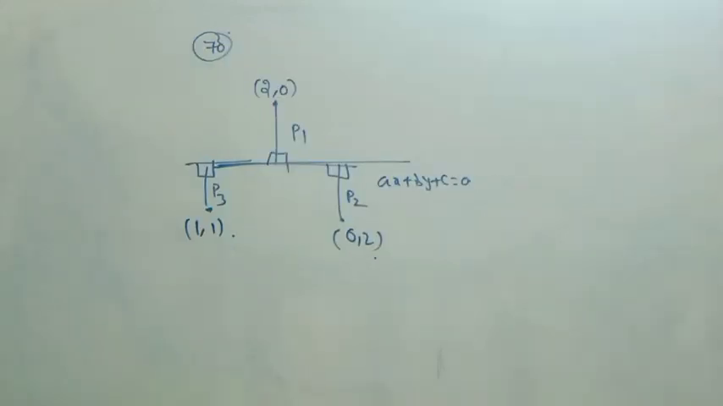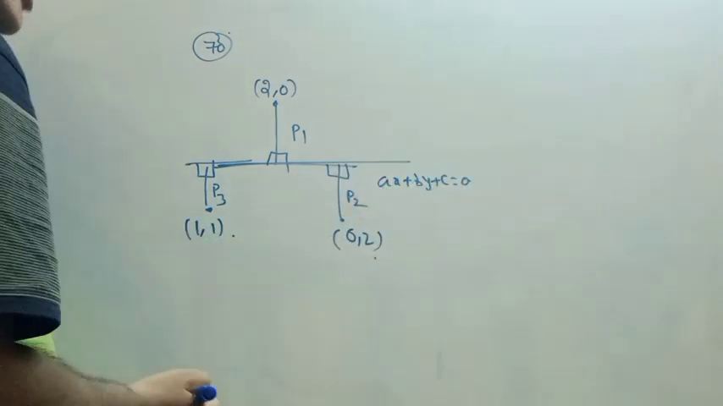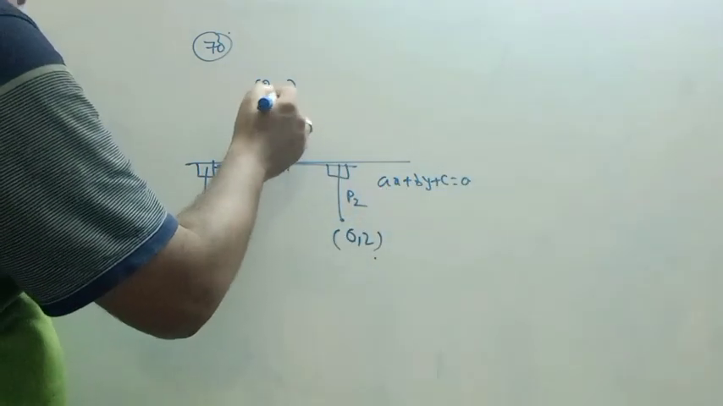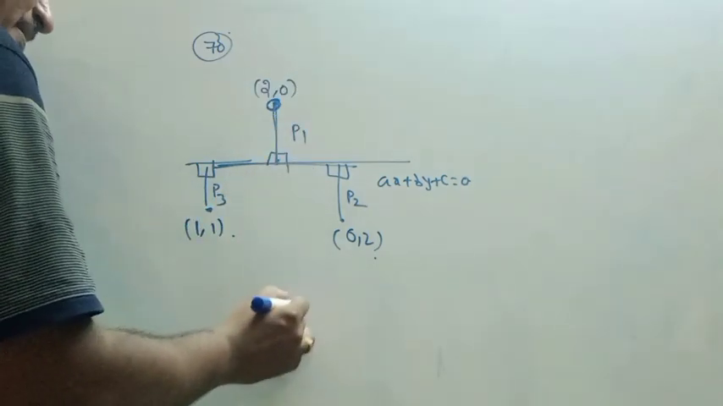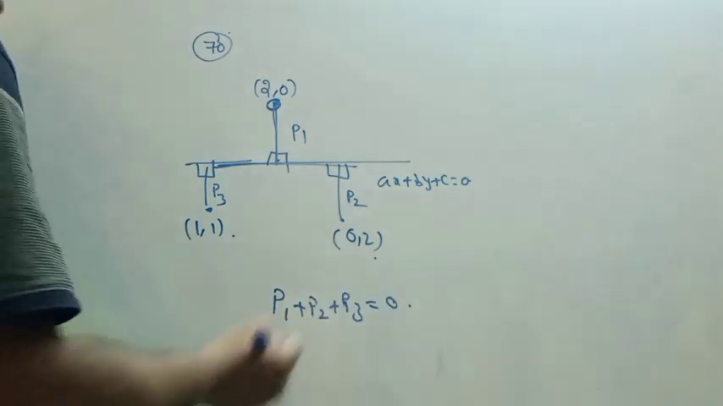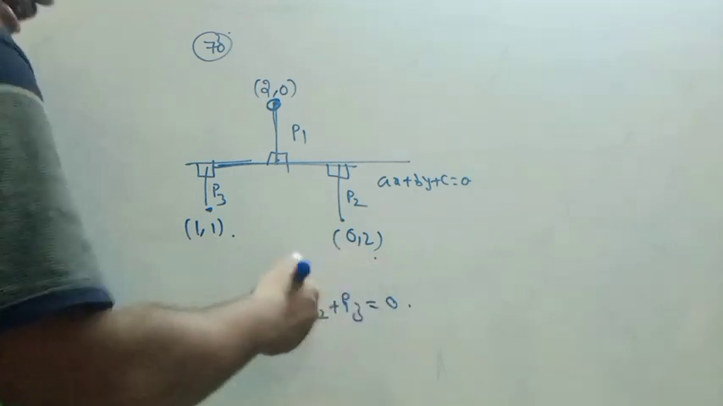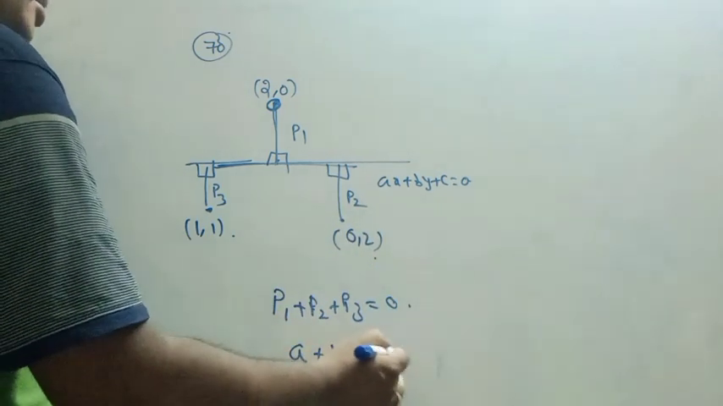Now the 70th problem: if the algebraic sum of the perpendicular distances of the points (2, 0), (0, 2) and (1, 1) from a variable line is 0. You see, my dear student, let us take the variable line ax plus by plus c equal to 0, and the sum of the algebraic perpendicular distances, that means p1 plus p2 plus p3, is equal to 0. After simplification, we get a plus b plus c equal to 0.